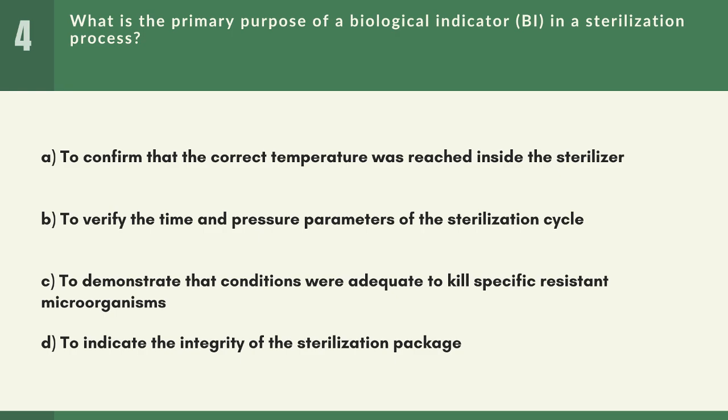Question 4. What is the primary purpose of a biological indicator, BI, in a sterilization process? A. To confirm that the correct temperature was reached inside the sterilizer. B. To verify the time and pressure parameters of the sterilization cycle. C. To demonstrate that conditions were adequate to kill specific resistant microorganisms. D. To indicate the integrity of the sterilization package.